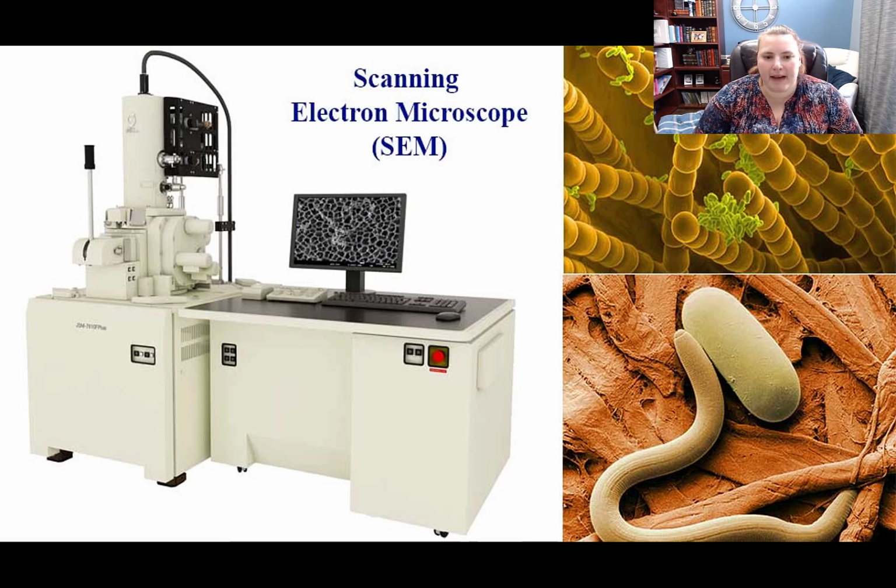The final type of microscope I want to discuss is the scanning electron microscope. This is one of the most powerful microscopes that we've developed to date, and the advancements in SEM have allowed us to observe things unidentifiable using only light microscopy. Scanning electron microscopes can magnify an object up to 100,000 times its original size.